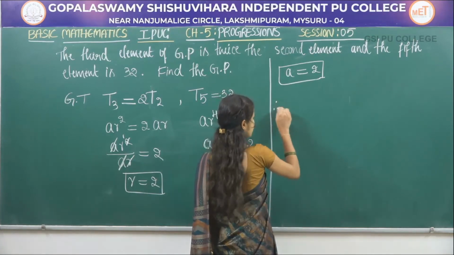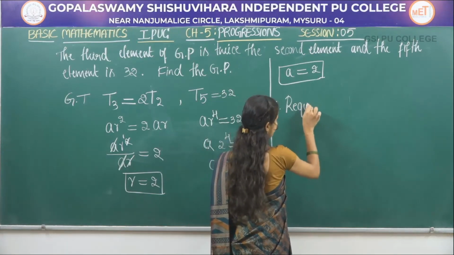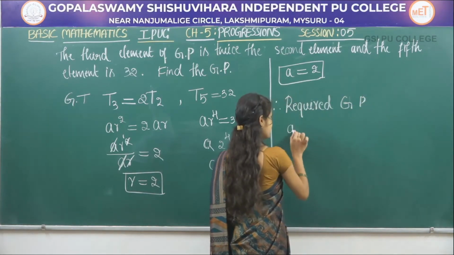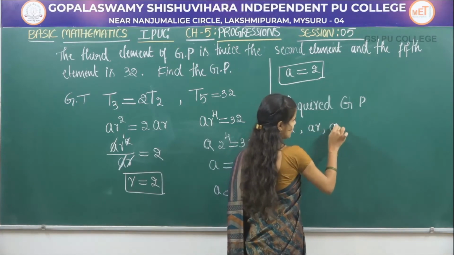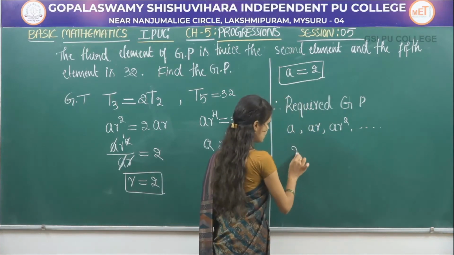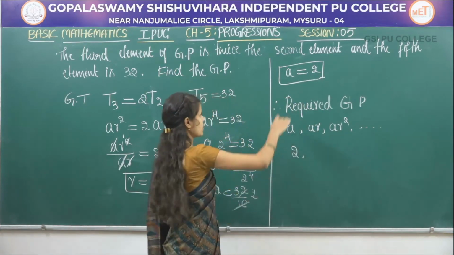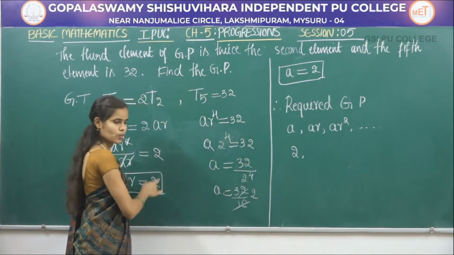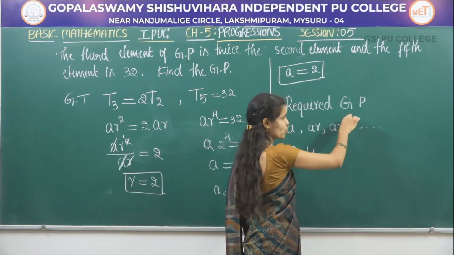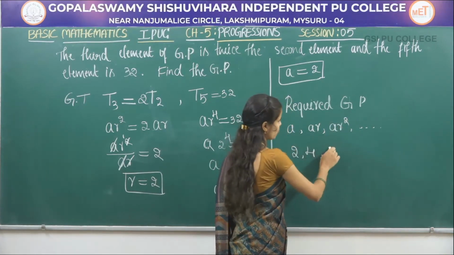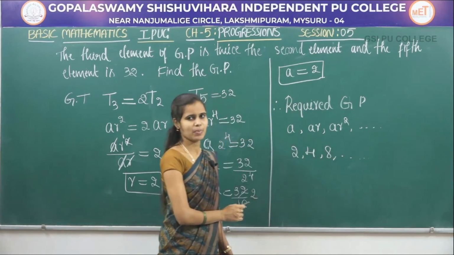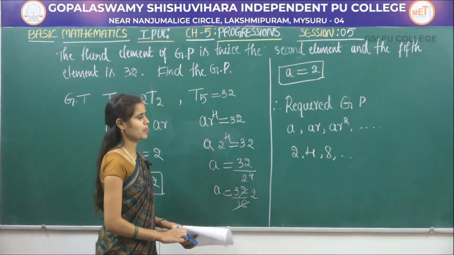Okay. Therefore the required GP. Required GP is A, AR, AR square, etc. So A means 2, A into R: R means 2, so 2 into 2 is 4. Next A into R square: R means 2, 2 square is 4, 4 into 2 is 8, etc. So this is the required GP. Okay, next let us move on to the next problem.